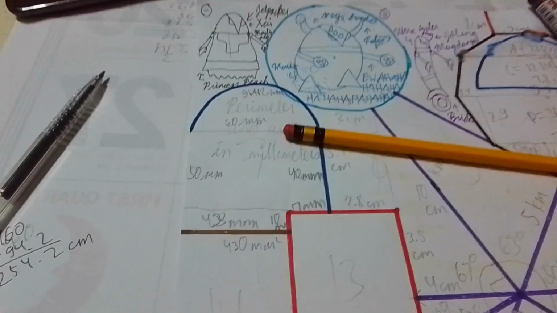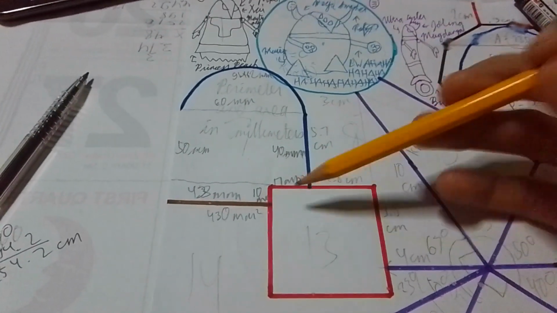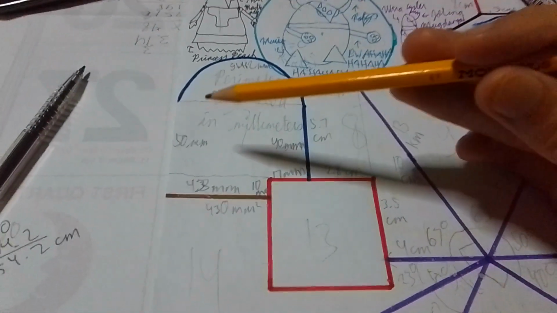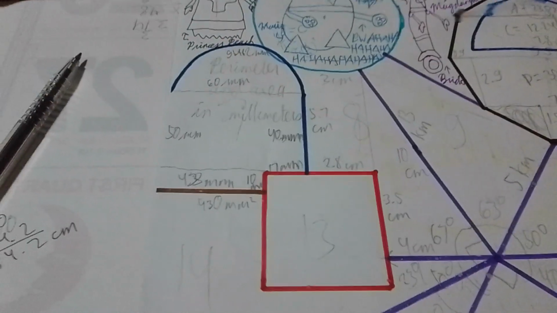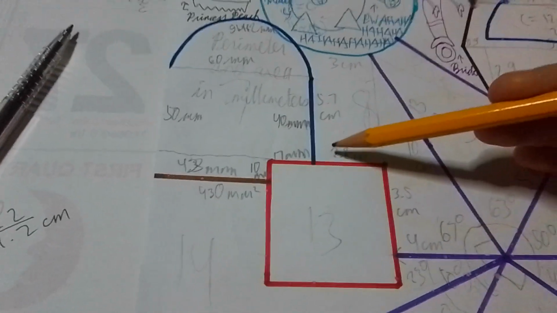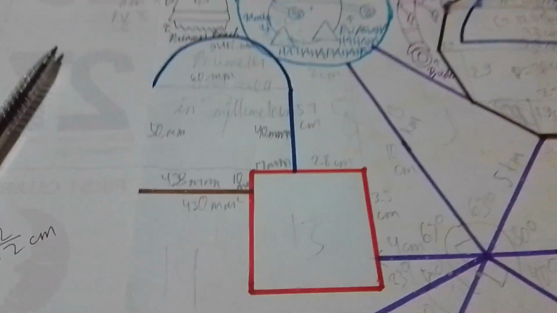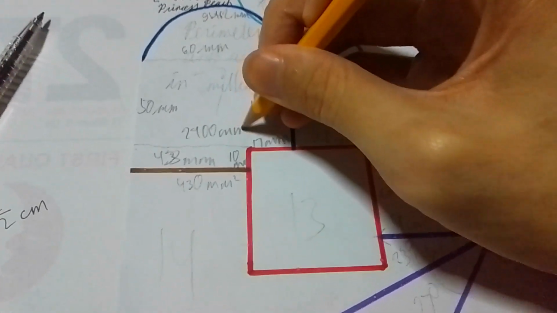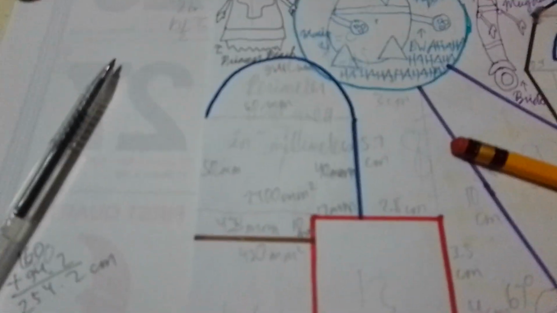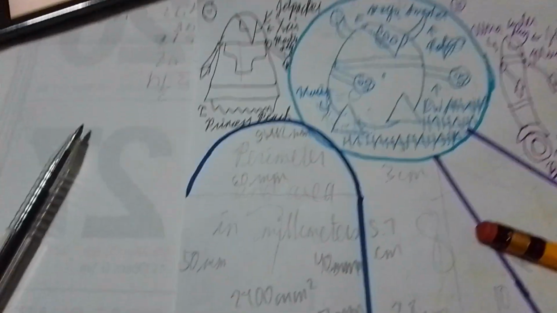The second rectangle. We have this one. This is 40 millimeters from this point up to that point. And then 60. So 60 times 40 equals 2,400 square millimeters. Right? But we're not done yet because we still have a half circle.